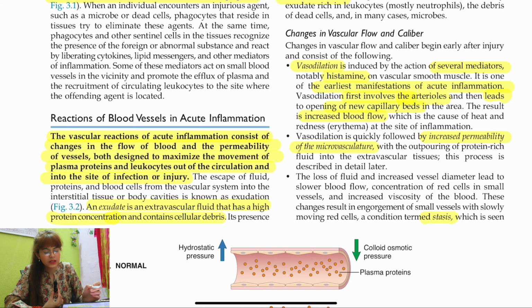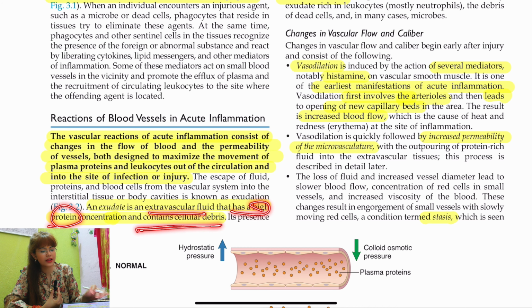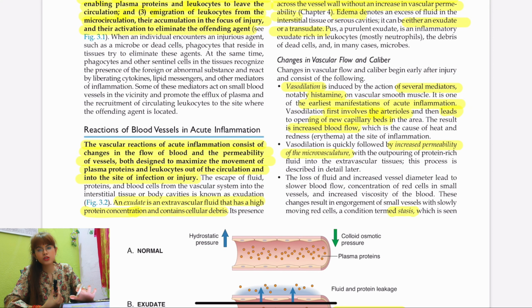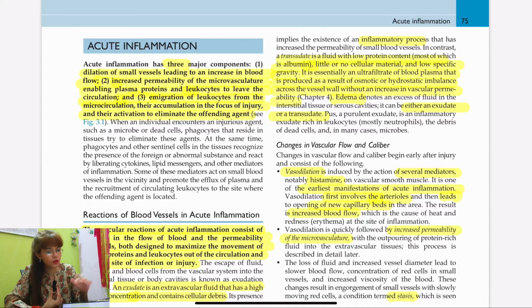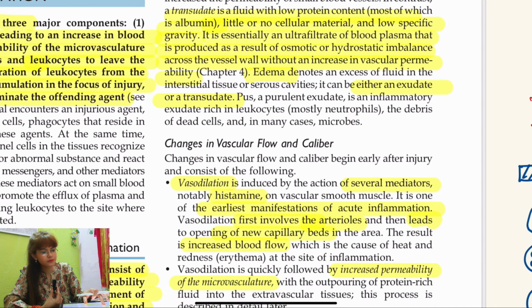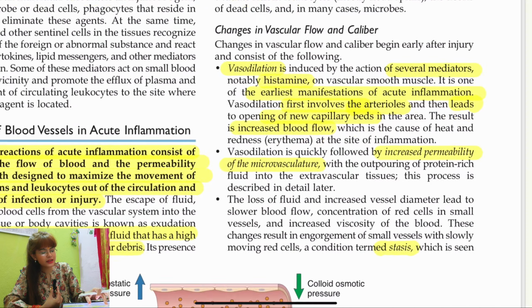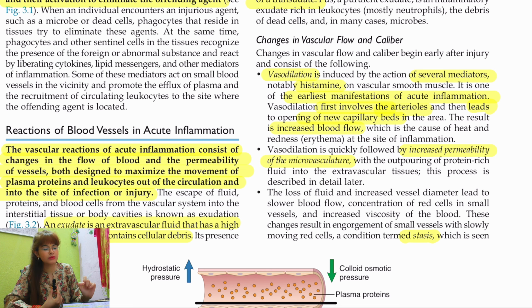So the vascular reactions of acute inflammation consist of the changes in the flow of the blood and the permeability of the vessels. So what is an exudate? It is an extravascular fluid which has a high protein concentration and contains cellular debris. Now exudate and transudate, these concepts and mechanisms will be clear when I talk about the chapter of hemodynamic disturbances. Here I'm not going to go into the details. Please understand that the mechanism of inflammation is the most important part.